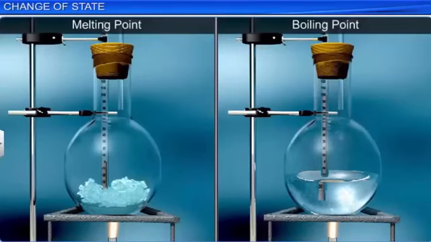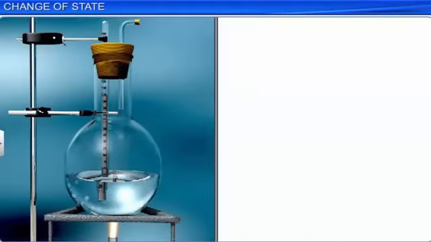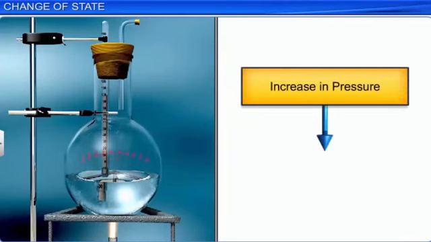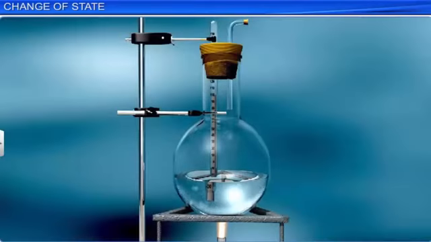The boiling point of water increases with an increase in pressure. To understand this, let us return to the experiment where water was heated in a round-bottomed flask. When the steam outlet is closed, the pressure inside the flask increases, and the boiling point of water also increases. Therefore, the water in the flask stops boiling after some time.